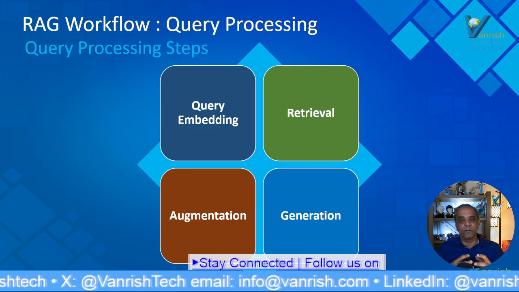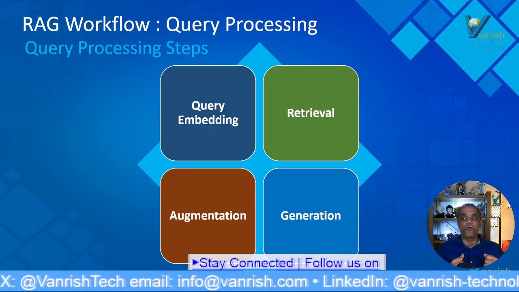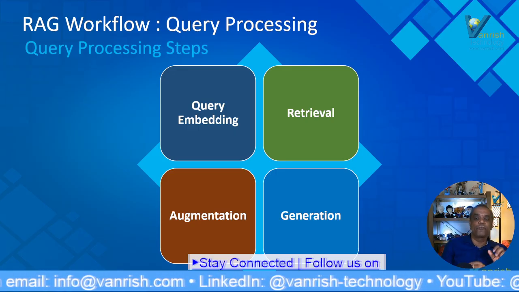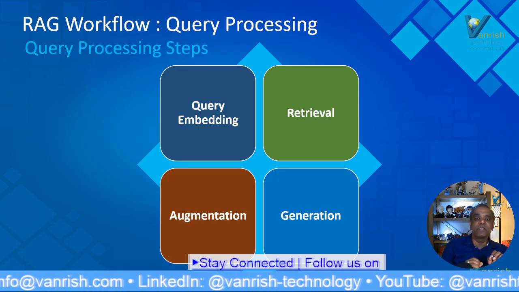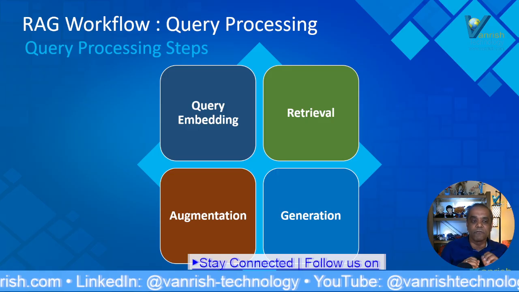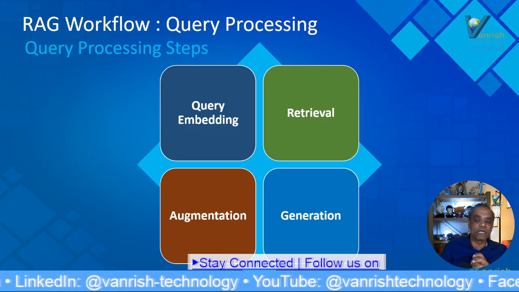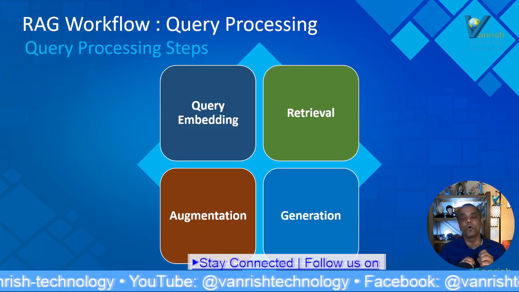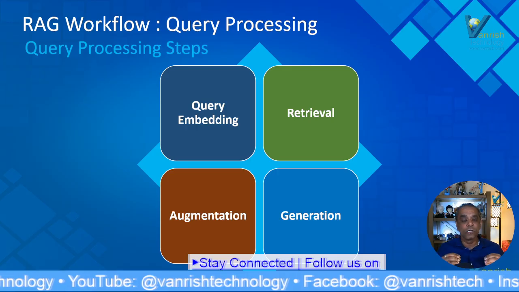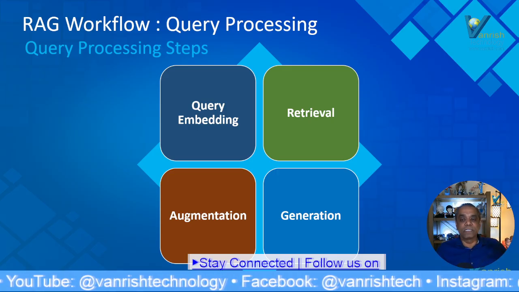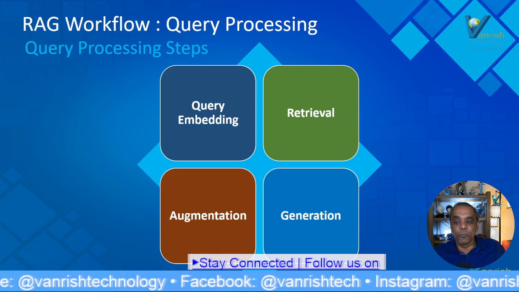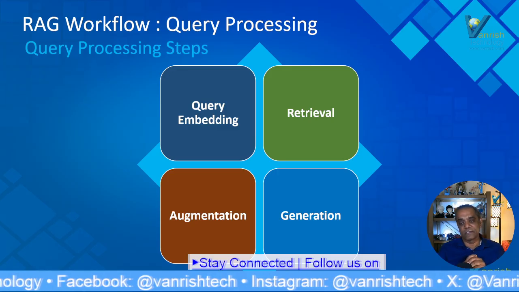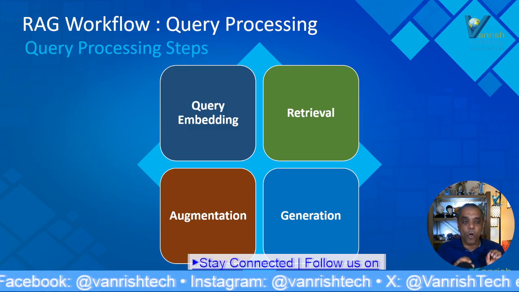Second is retrieval. The query vector is used to perform a similarity search, or nearest neighbor search, in the vector database to find the most semantically relevant data chunks. That is where retrieval comes into the picture. Third is augmentation. The most relevant retrieved chunks are combined with the original user query to create a new augmented prompt.